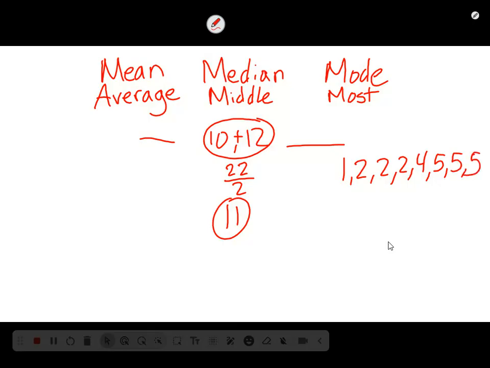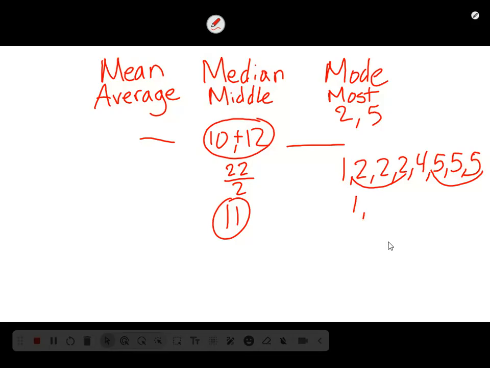What would my mode be? Oops. What, 2 and 5? It would be 2 and 5 because they are both seen 3 times. Can we have multiple numbers be our mode?